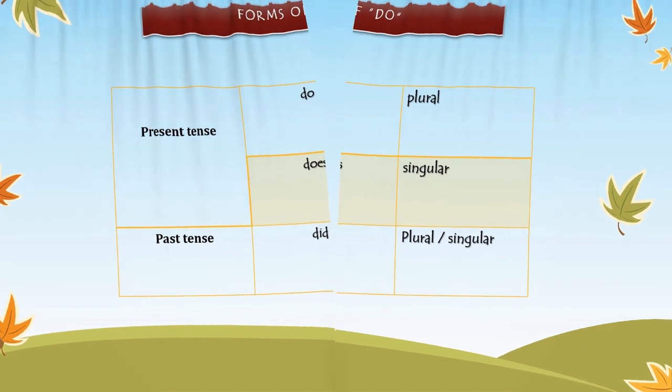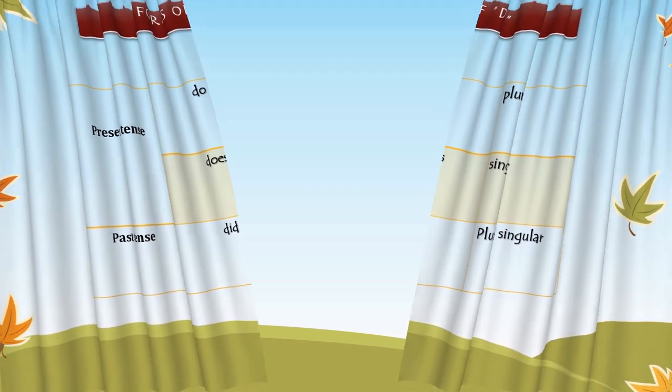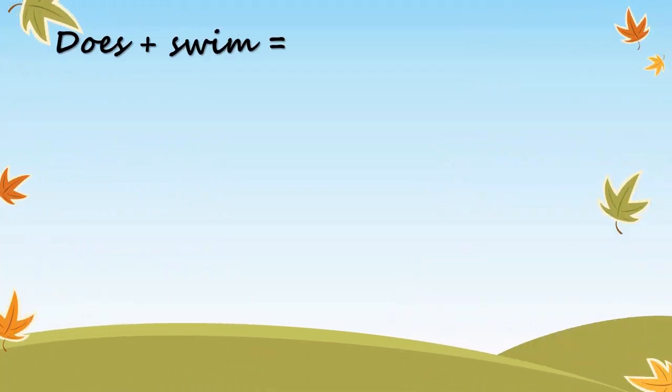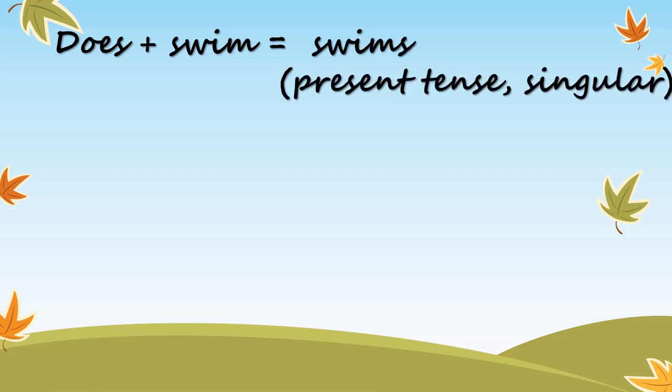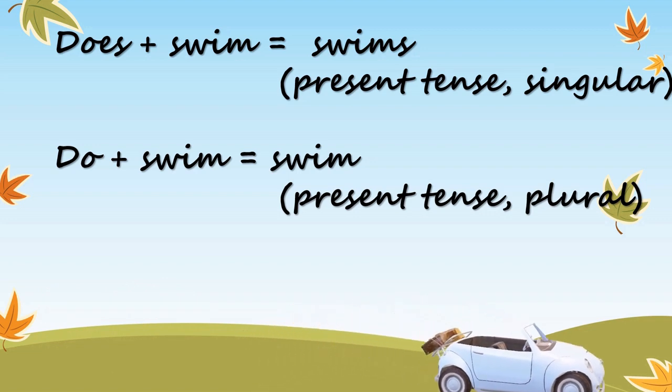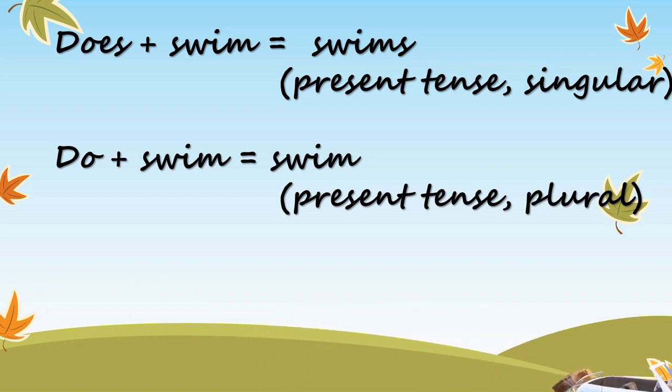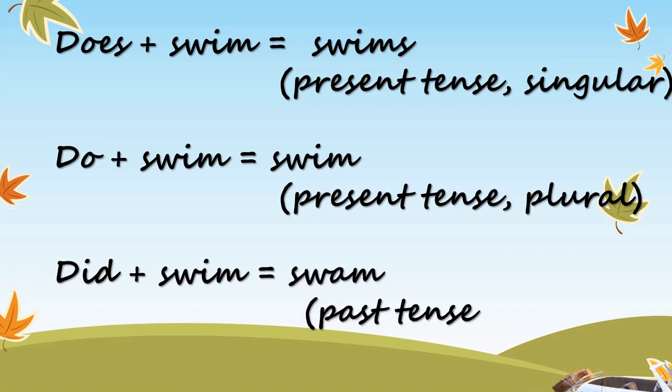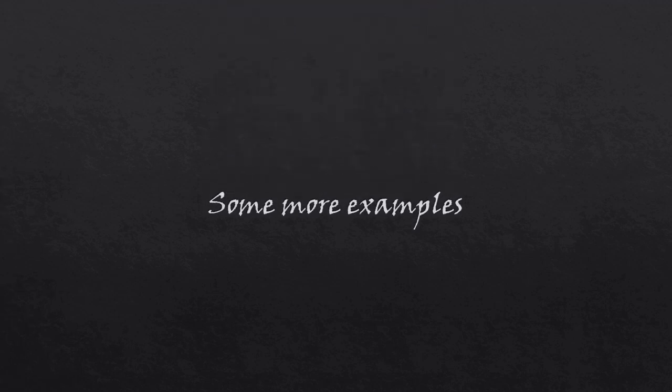Now let's again take the last verb that we saw in the last statement, that is swim. We saw that swims is a combination of does and swim, which is in the present tense and is singular. Similarly, a combination of the auxiliary do and the verb swim gives swim, which is also in the present tense but is plural. Similarly, did plus swim gives the past tense of the verb swim, that is swam. We'll move on to more examples to make it more clear.